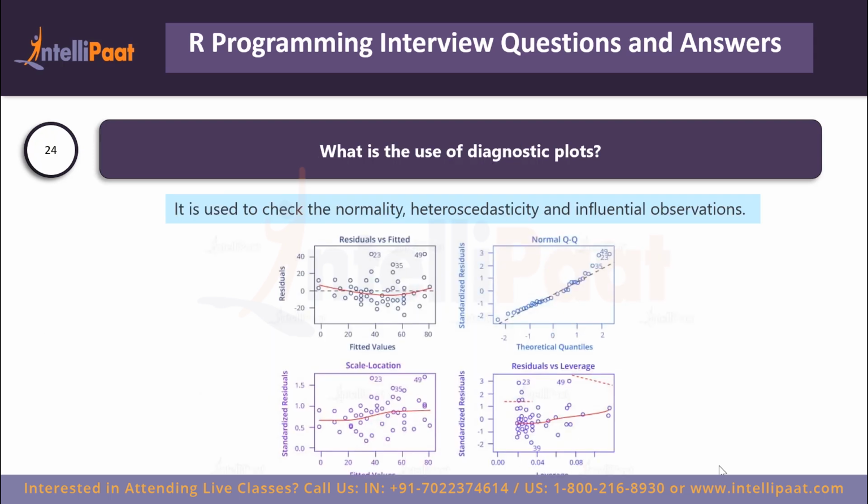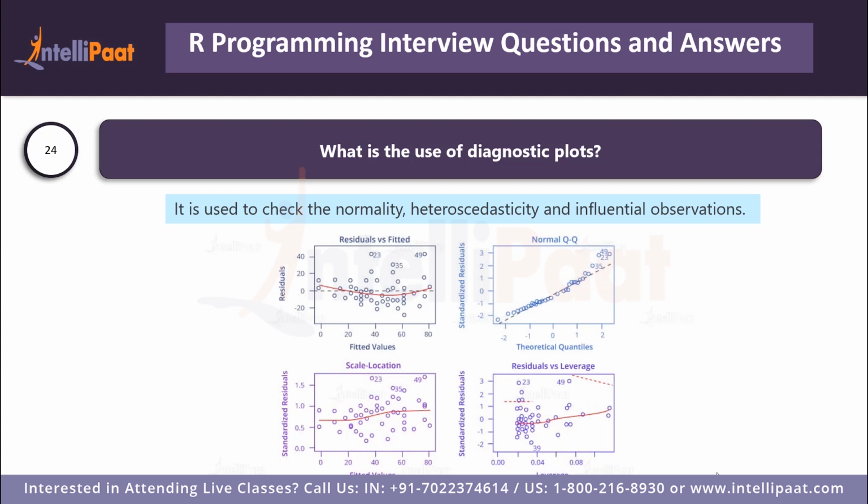Now let us move on to the next question. What is the use of a diagnostic plot? It is used to check the normality, heteroscedasticity and influential observations. Diagnostic plots actually show residuals in 4 different ways. Residuals versus fitted is used to check the linear relationship assumptions.